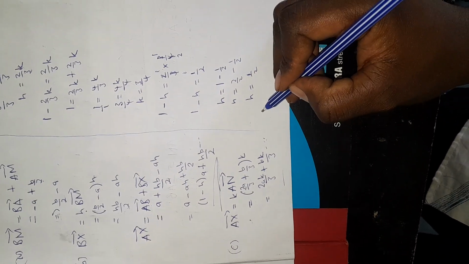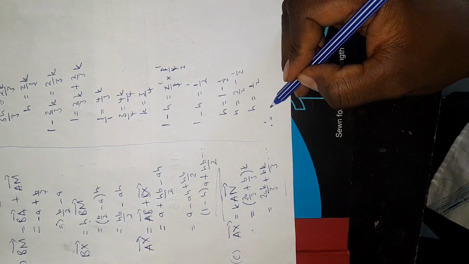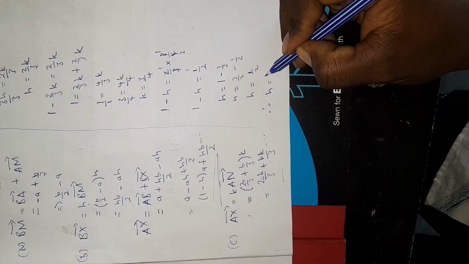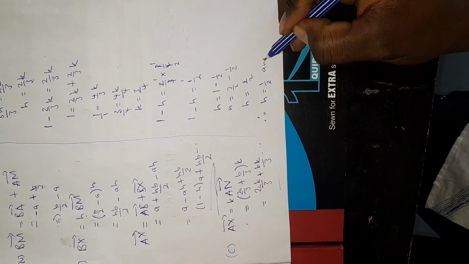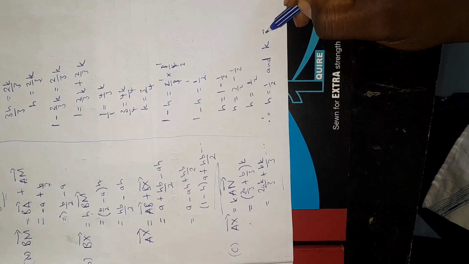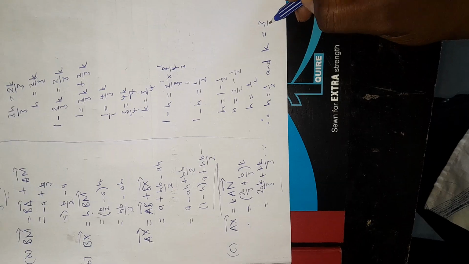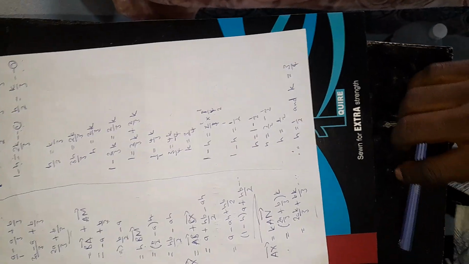So therefore H is equal to a half and K is equal to 3/4. This is how we tackle the vector question, guys.